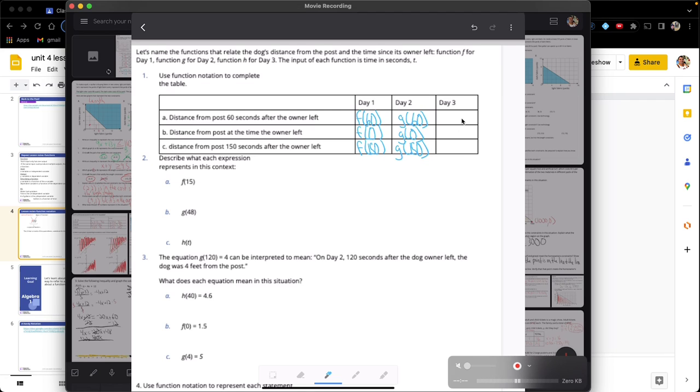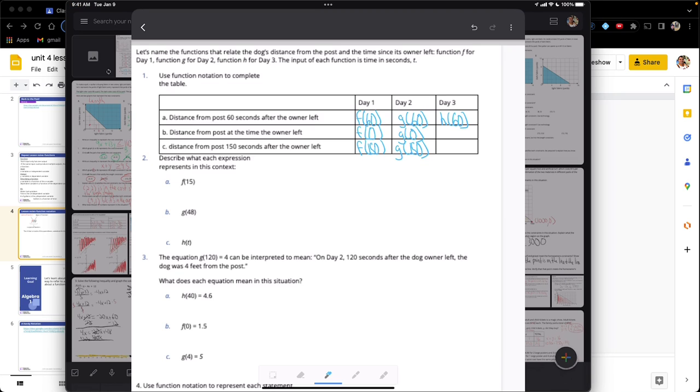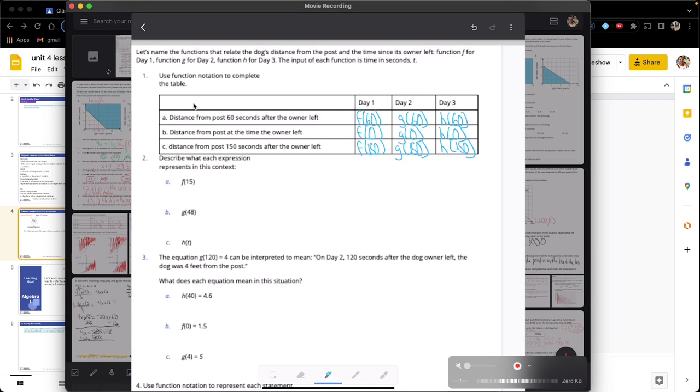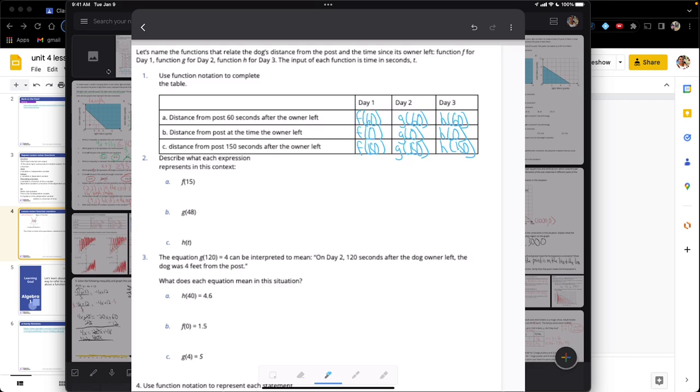And day 3, yet again, is going to be the same thing, except this time it's going to be the function h for day 3. So this will be h of 60 and h of 0 and h of 150. Okay, so that is the function notation. That is the fancy mathematical notation for these statements here. Number 2, describe what each expression represents in this context.